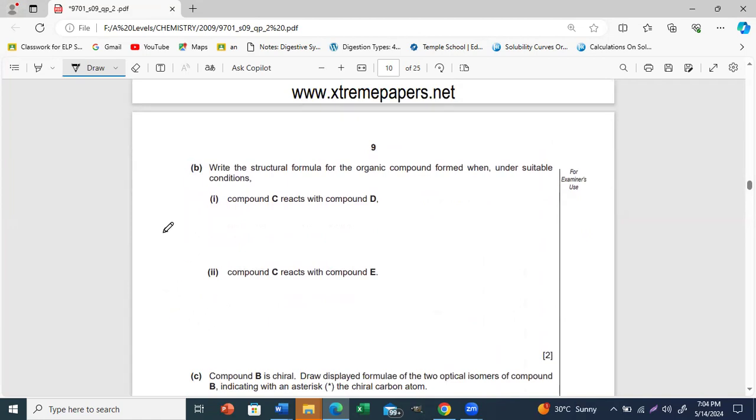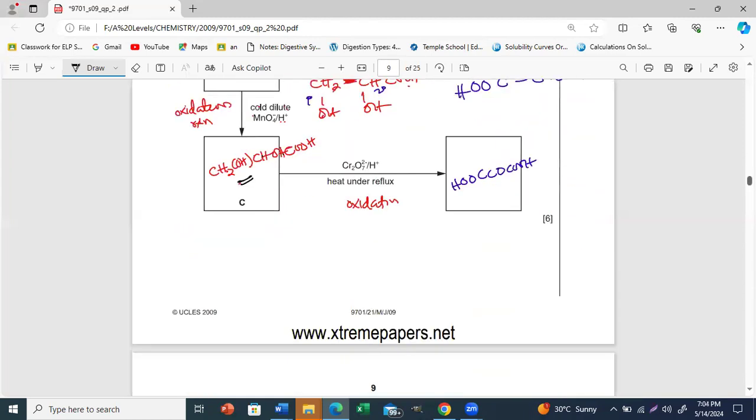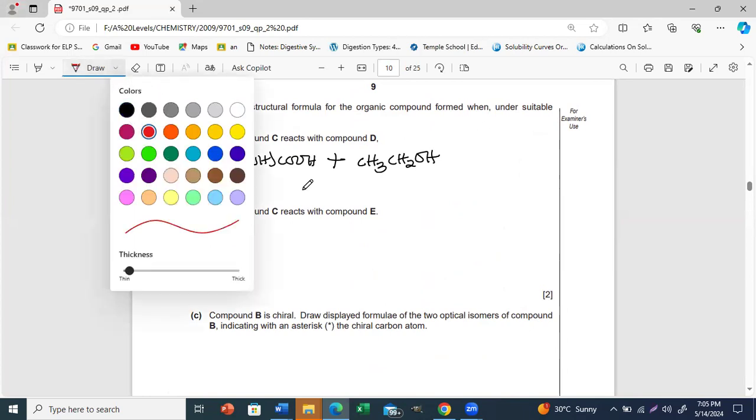CH2OH, CHOH, then COOH, plus compound D. Compound D is this one we have here: CH3CH2OH. In this case, if you want to do this, just target the functional group. It will help you to know what you actually need to do.